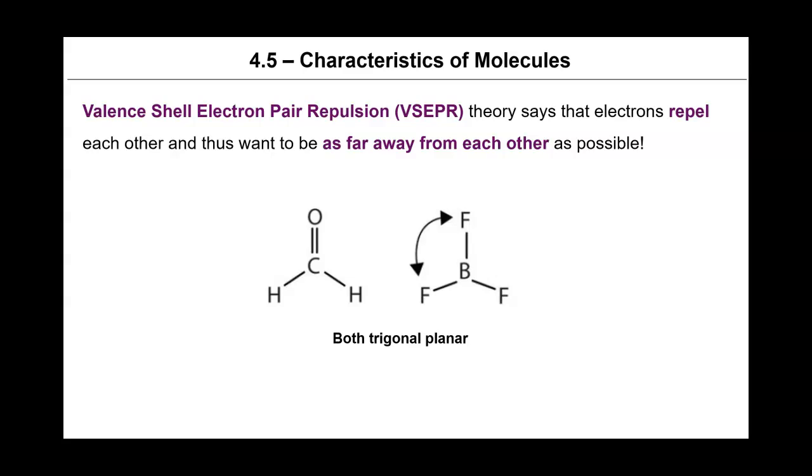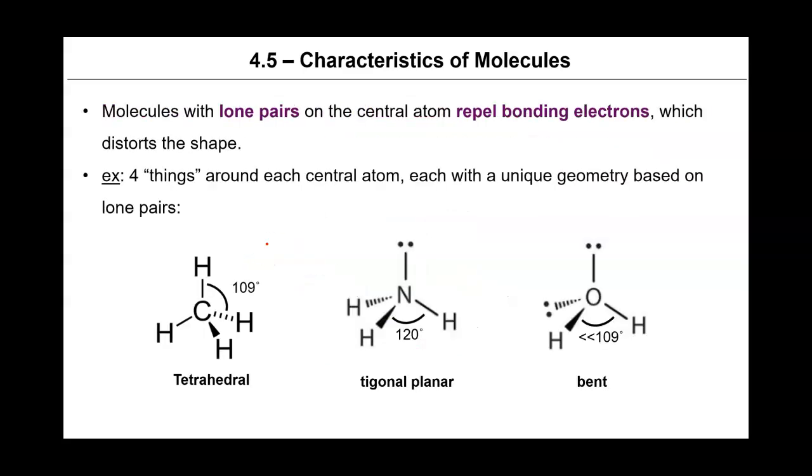Let's look at some trigonal planar molecules. Both of these molecules here are trigonal planar because we have 1, 2, 3 things attached to the central atom in each case. As a result of that, the bond angle will be 120 degrees or thereabouts in each case.